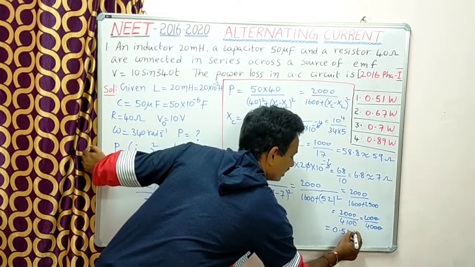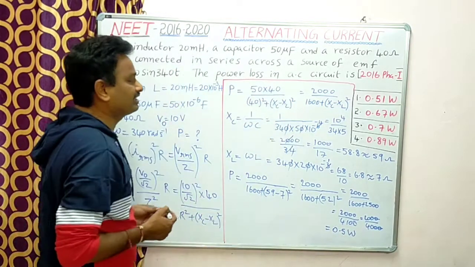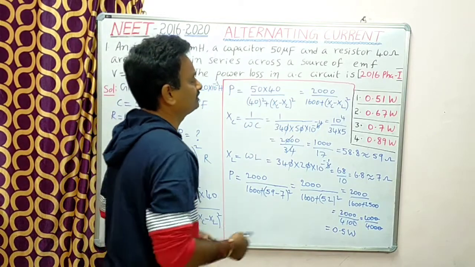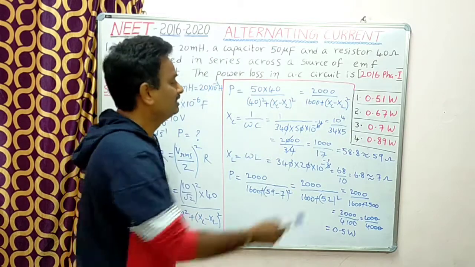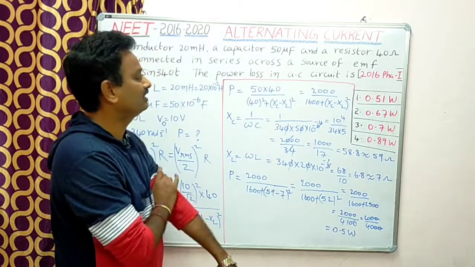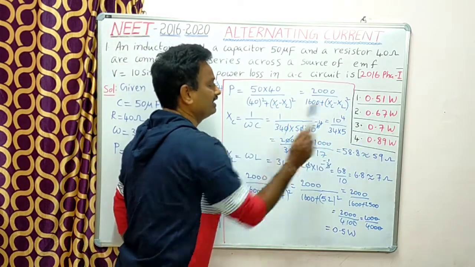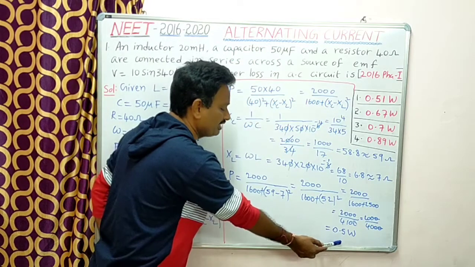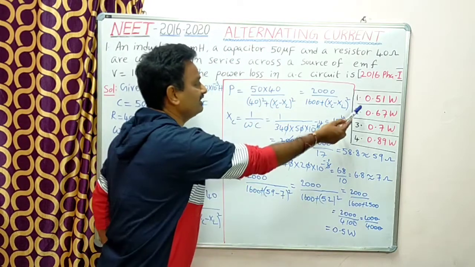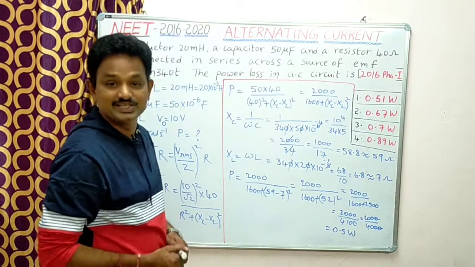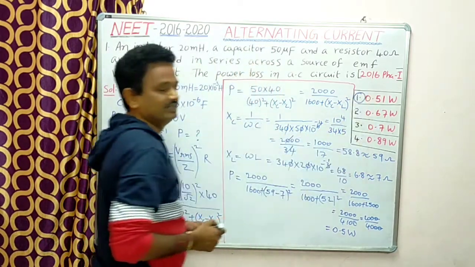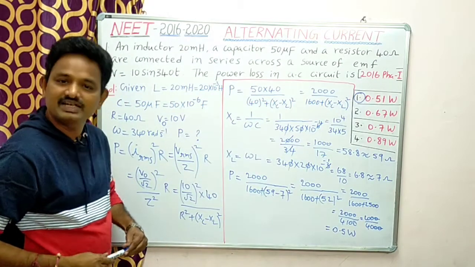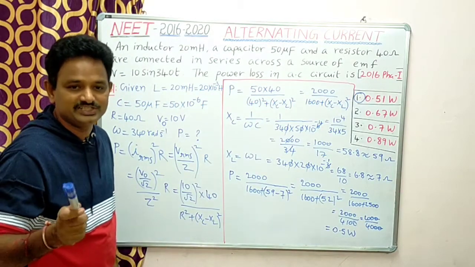0.5 watt. So if I check the options, the first option is 0.51 watt and second one 0.67 watt, third one 0.7 watt, fourth one 0.89 watt. So here we got 0.5 watt. So our answer is first option, that is 0.51 watt. Okay.